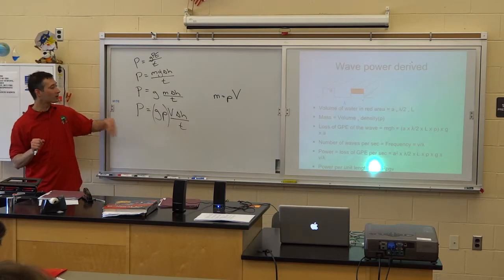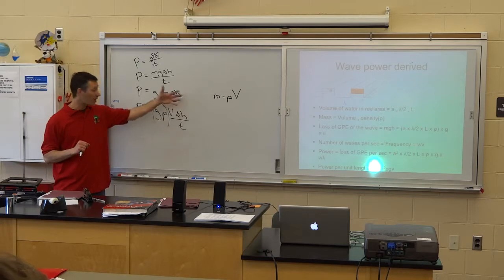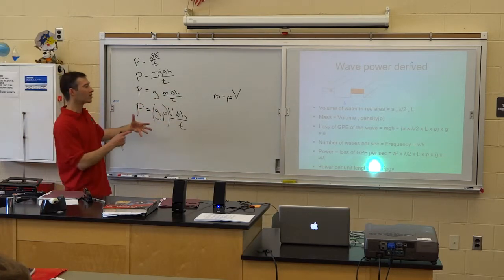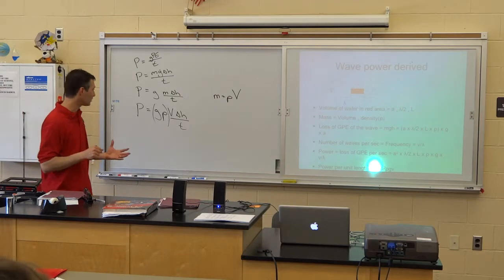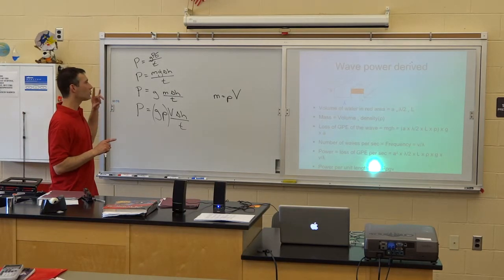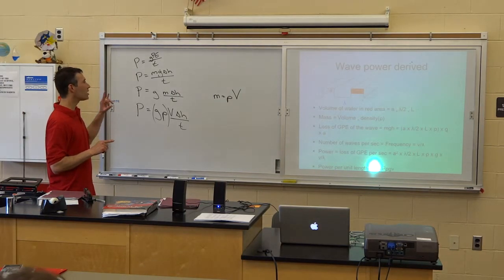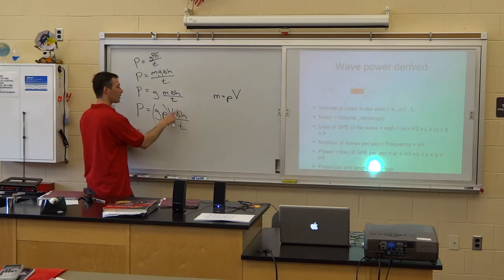So now we have two parts of our eventual expression. All we need to do now is figure out a way to turn volume times height divided by time into 1/2 amplitude squared times wave speed. So let's do the change in height part first.